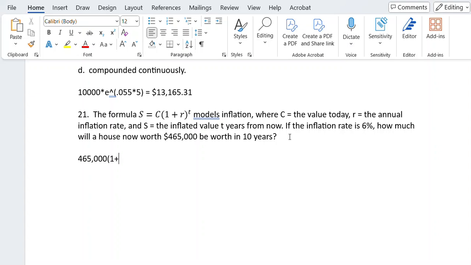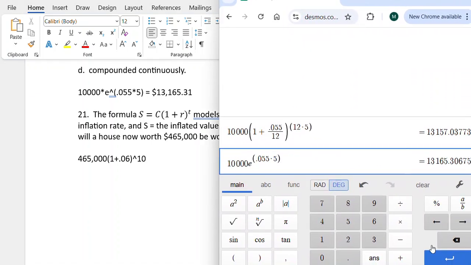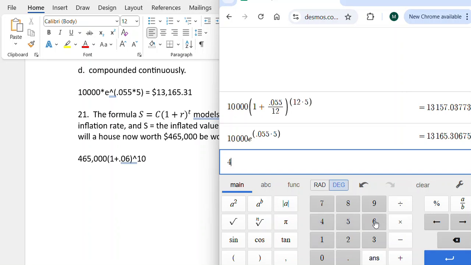And then 1 plus, my inflation rate is 6%. And just like before, we're going to move the decimal point 2 places or divide by 100 to write that as a decimal. And then my exponent is going to be 10 because the time is 10 years. So bring back my decimals calculator. I'll type that in. And our answer here, $832,744.18.